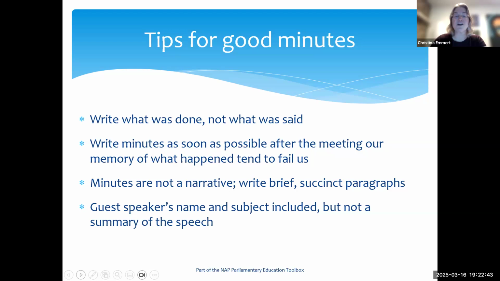And as I said, they're not a narrative. So if you are going to write anything, you want very brief paragraphs. If we have a guest speaker, you would put their name and their subject, but you don't need to put a whole long summary of their speech. You can put a couple lines about it, but it doesn't have to be a paragraph long. My comment about that is, if you're having a guest and your members really wanted to know what the guest was saying, they should attend the meeting.